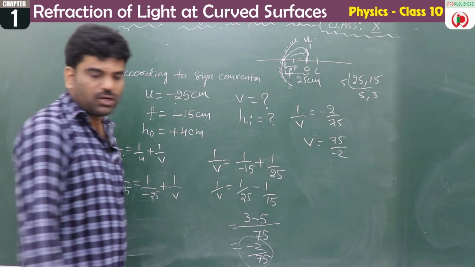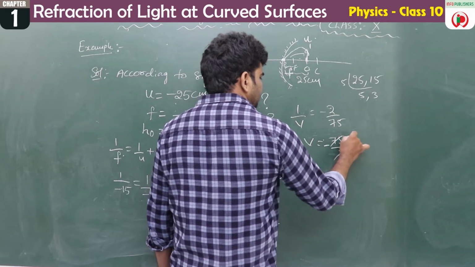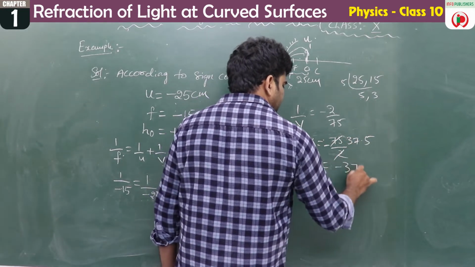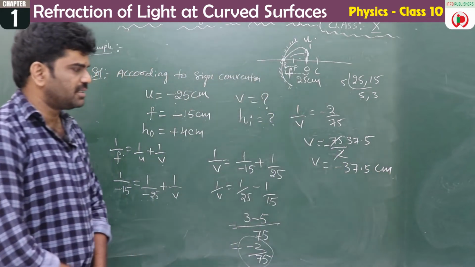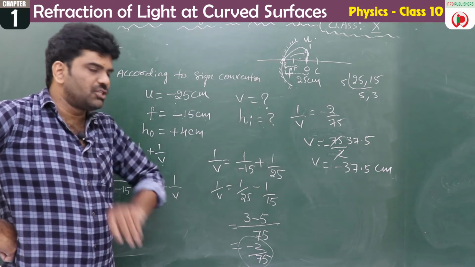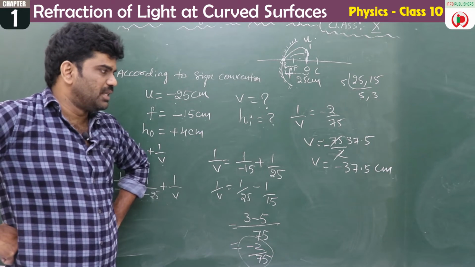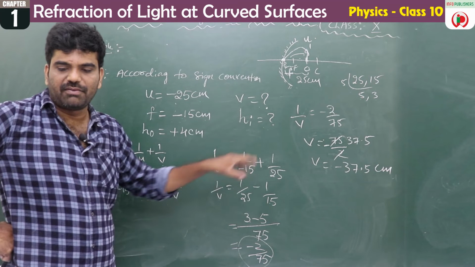So that is equal to 75 by minus 2, which simply means you can write minus 37.5. So V is equal to minus 37.5 centimeters. So we got the image distance. In front of the concave mirror, the image distance is negative for real images. Okay, so this is minus 37.5.